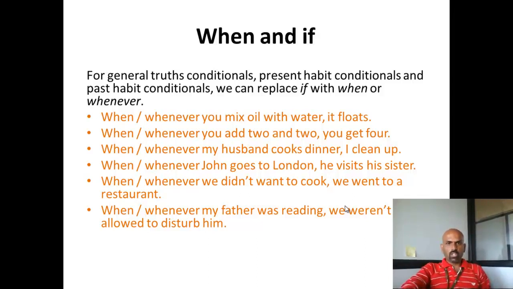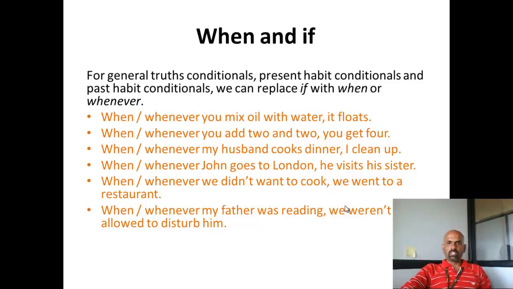Imagine, if you mix oil with water, it floats. So you remove the if, so it becomes when you mix oil with water, it floats. Or whenever you mix oil with water, it floats. The same kind of example: if you add 2 and 2, you get 4. Whenever you add 2 and 2, you get 4. The same example goes like this.